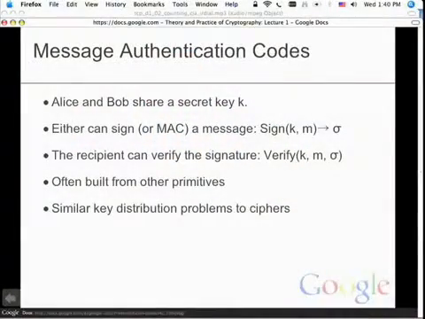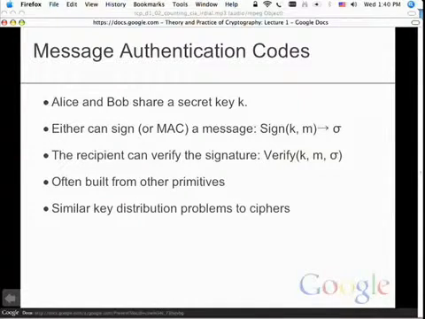One of them is a message authentication code. And this is very similar to a cipher. It's similar to DES, AES, where Alice and Bob will share a secret key. And there'll be two functions, sign and verify. Basically, anybody who shares a secret key can sign a message and produce a signature. I'm using sigma for that. And then if I give you the message and the signature, you can take that secret key and verify it. These are often constructed from other primitives. There's a lot of literature on MACs, and they're basically an analog of ciphers.